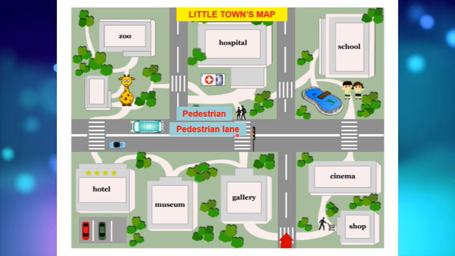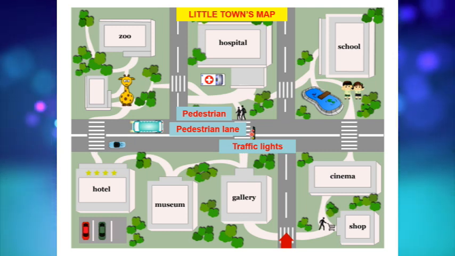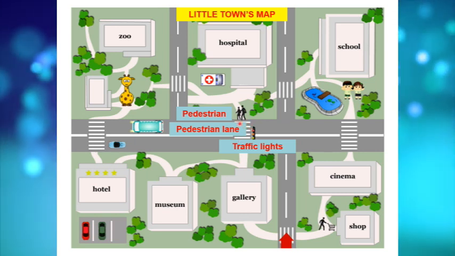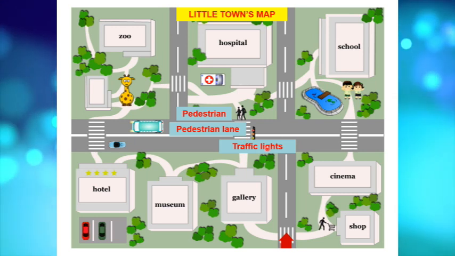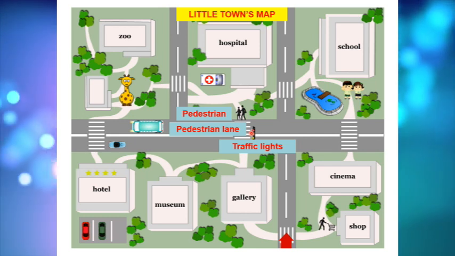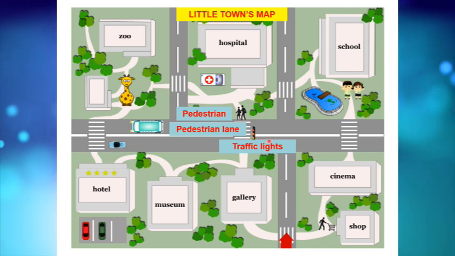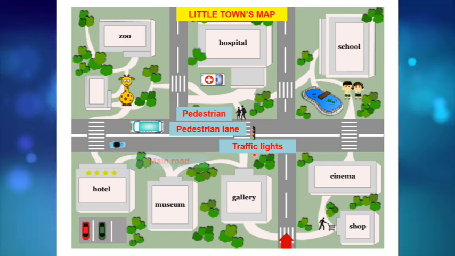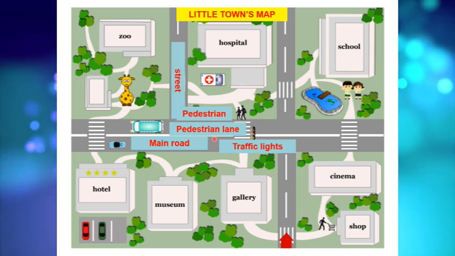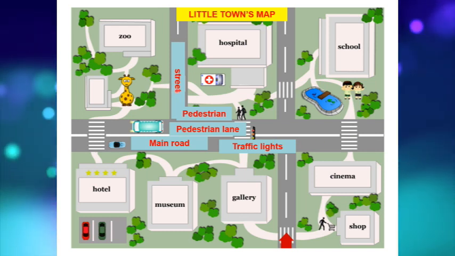And we have our pedestrian lane, and we have also traffic lights here. In the traffic lights, you can see this zebra. Others said it's zebra line. Some traffic lights have lights for people who are crossing the road, and there are lights also for the cars. Next, we have this main road, and we have the street. This is main road. It's a bigger road than the street.